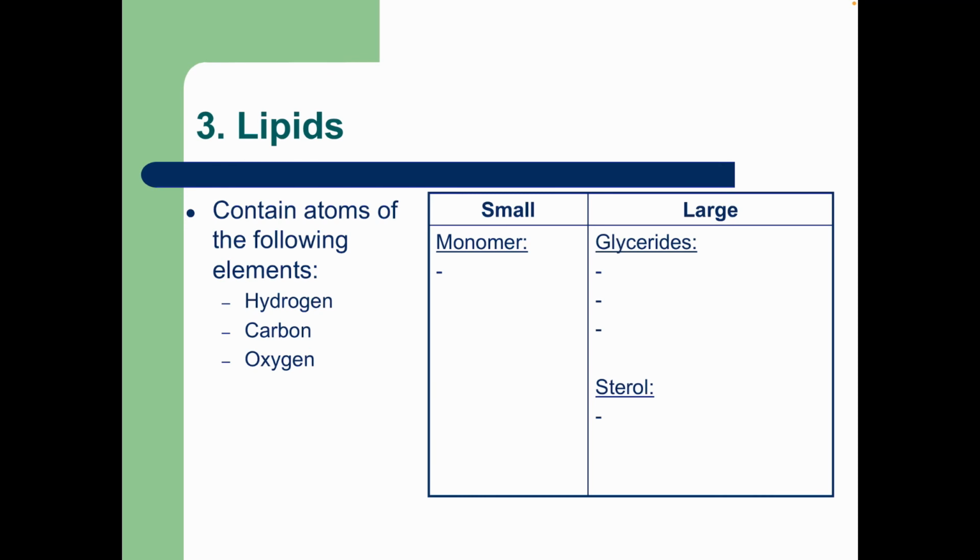So lipids. Lipids contain the following elements. They contain hydrogen, carbon, and oxygen. So again, we have our monomers. We have our monosaccharides, disaccharides. We also have our glycerides and our sterols, but we'll talk about these soon. And you can come back to this and see if you can fill it in.